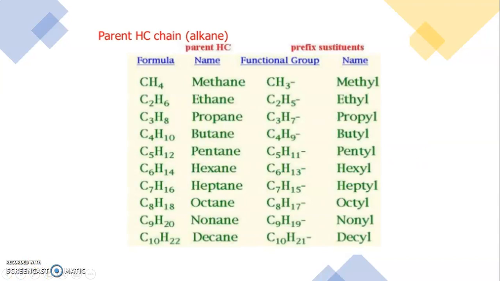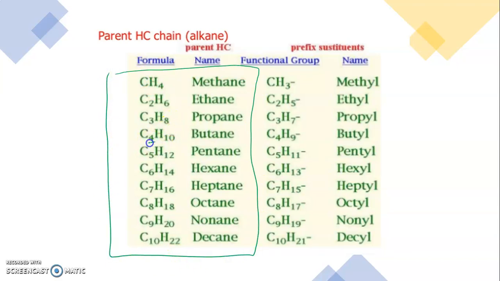Here is a list. You should be familiar already with this here. So if there were 4 carbons, we would call that parent chain butane. But now, if they're substituent groups, all you do is keep the same prefix like meth, eth, prop, but add y, l. And we'll go through a few examples with that.